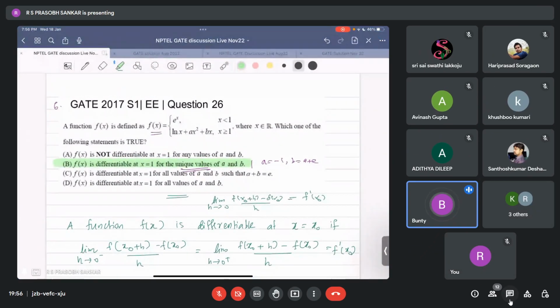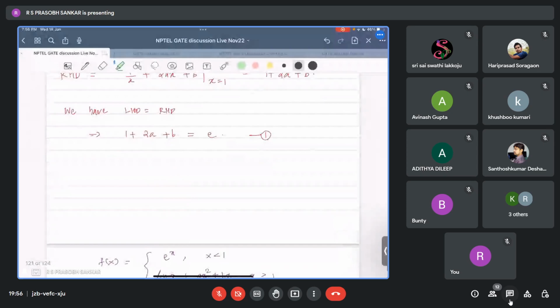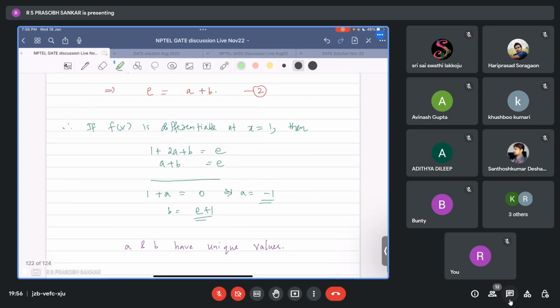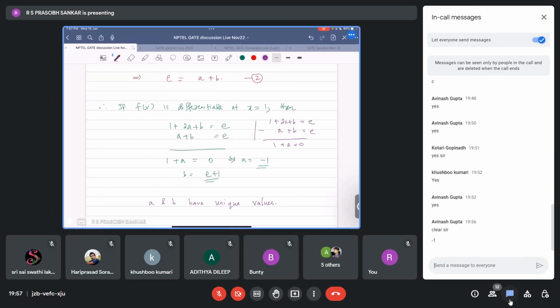Okay, thanks. Sir, is a equal to 1 or -1? -1, right? Is it 1? Minus only, no? Correct, no? 1 plus 2a plus b is e. Subtracting a plus b is e. So subtracting means 2a minus a is a. Correct, no? It's -1. Okay, sir.